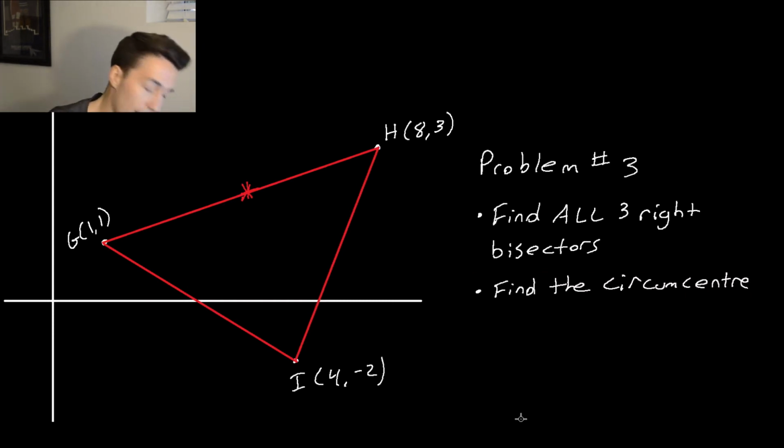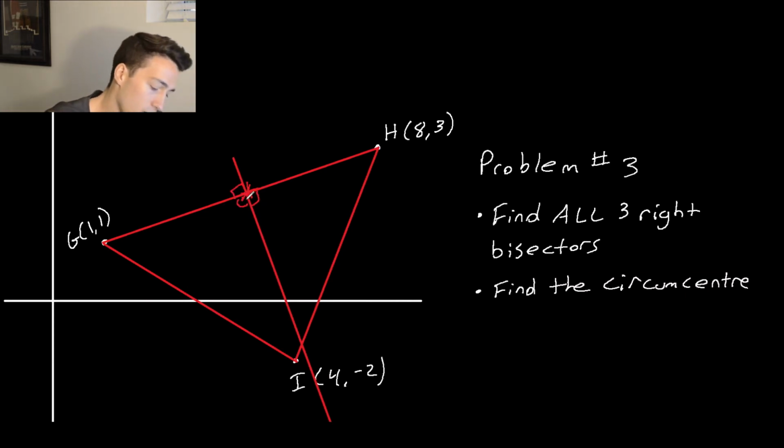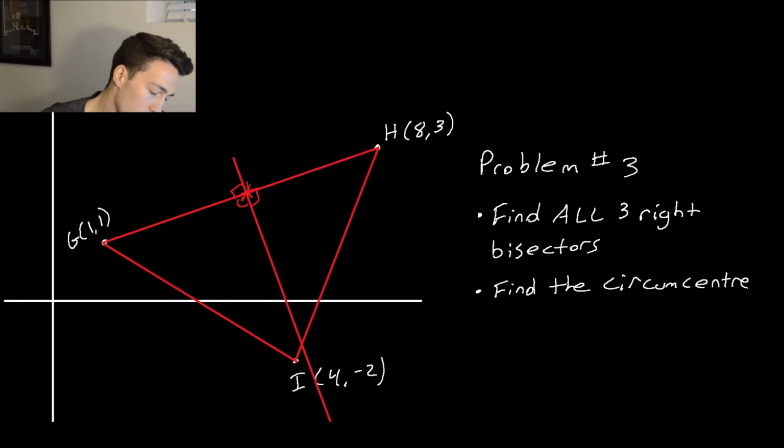So we're not going to care about the vertex. We're only going to draw it like this, going through there. That line there is perpendicular. So that would be the right bisector of GH. So why don't we find the right bisector of GH? We're going to first find the midpoint of GH.